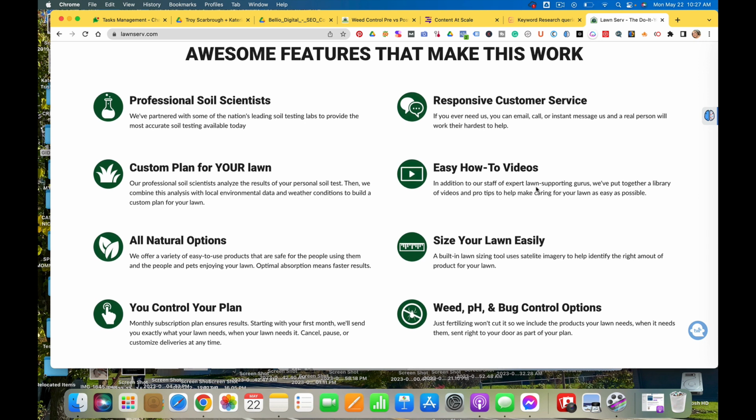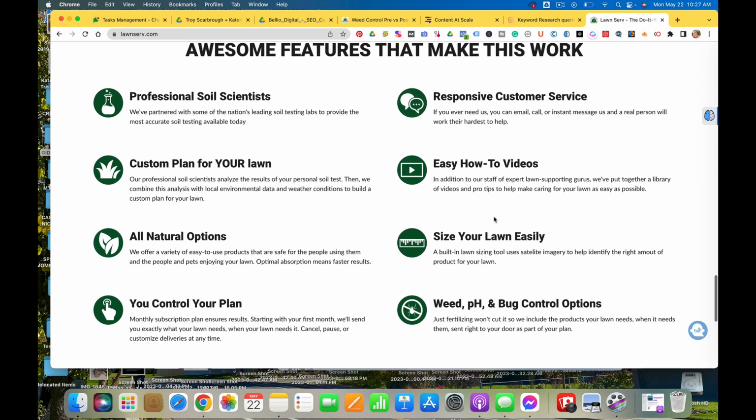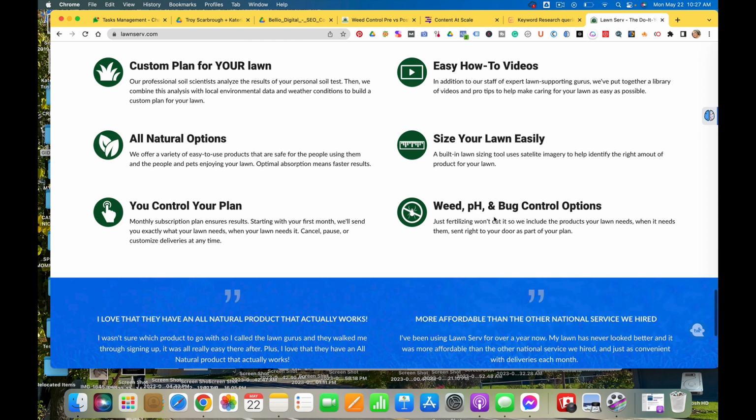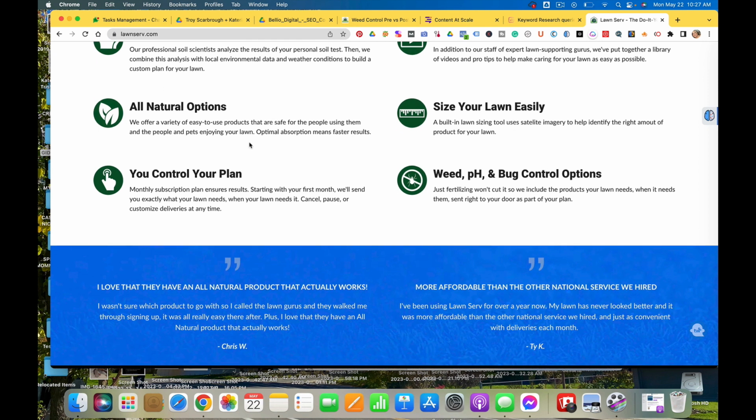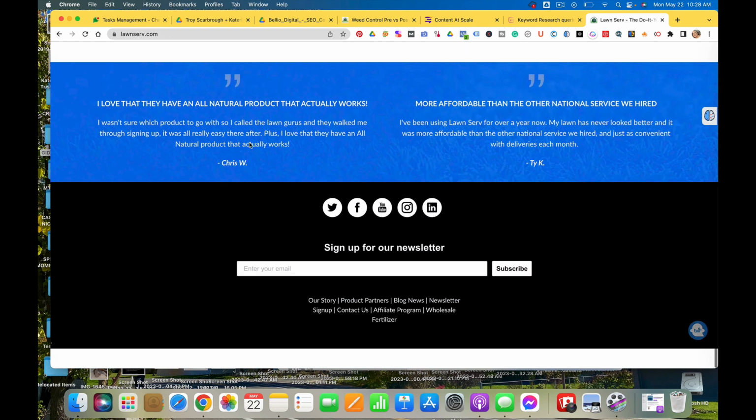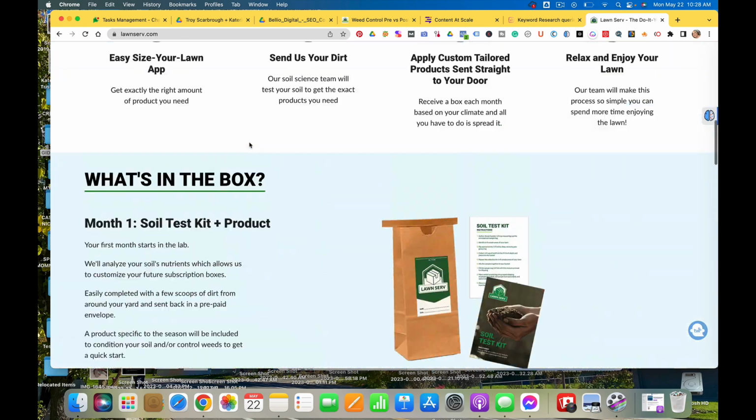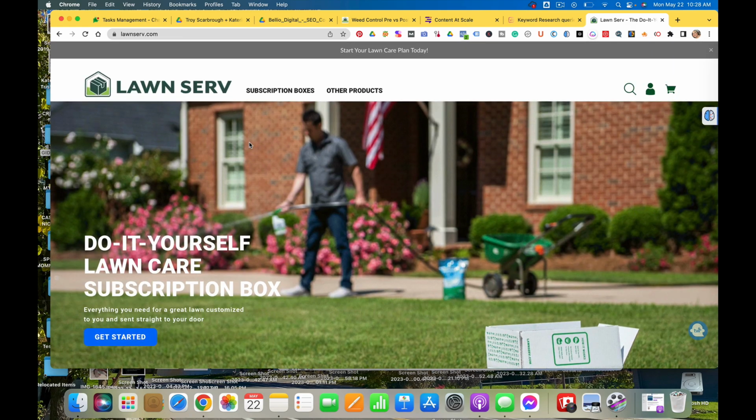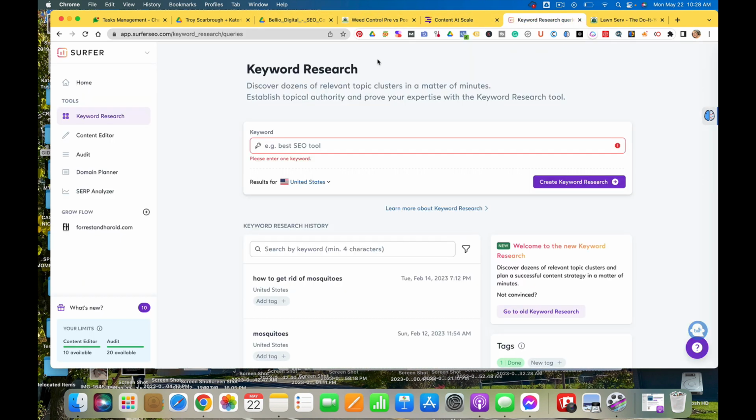Here is some more information that we can use to understand what keywords we should go after and what kind of content this website is going to be good for, which we can order from Content at Scale. We see that it's natural, so we want to really talk about the naturalness of it, that it's non-toxic, things like that. It looks like it's pretty much a do-it-yourself system where people are taking care of their own lawns.